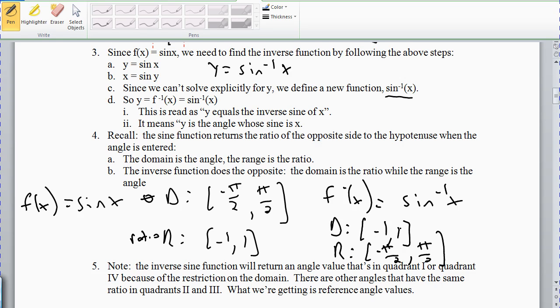Down here, the range becomes the angles. Their angles are theta, and then the domain is the ratios.